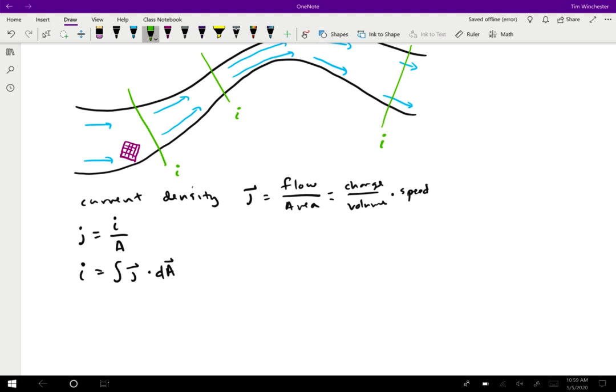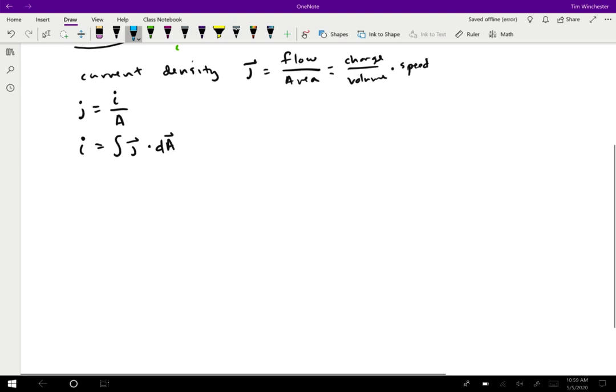Okay, so let's do an example of a quick calculation with this. Let's say that we have a wire with 1 millimeter radius. That's a fairly ordinary wire. That might be a wire that is in the walls of your house. And let's say that it's carrying 1 amp. So let's figure out what the current density is in this case.